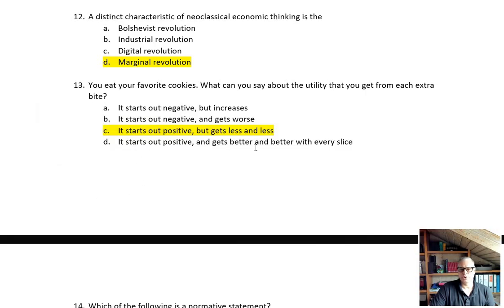It starts out positive and gets better and better with every slice or every bite. That can't be true, because that would contradict the idea that the more you consume, the less extra utility you get. Maybe I call that every bite. With every bite. Or every cookie.